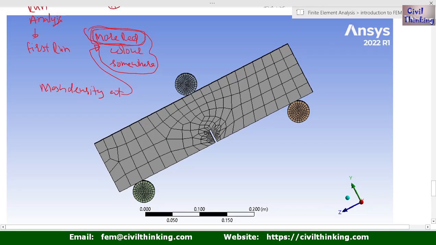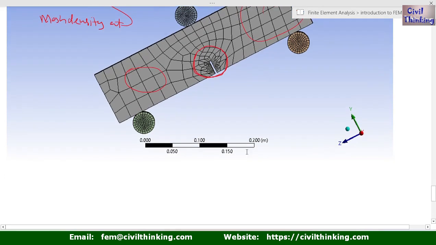So what I did, I kept the meshing poor in these areas everywhere, but here, because this is a notch, this is a critical area, as you can see, I have increased the meshing. I have increased the density in this area. So this is what I mean to say.